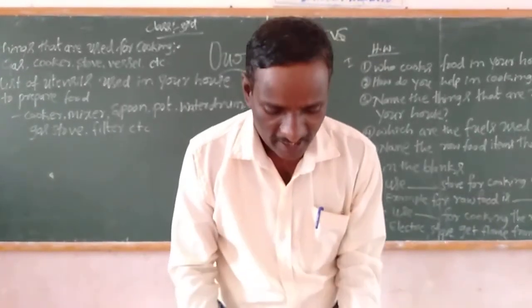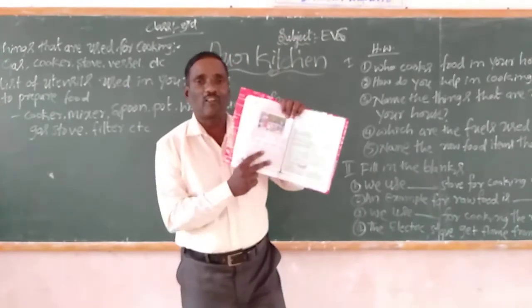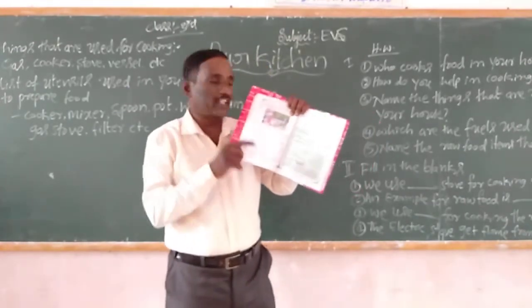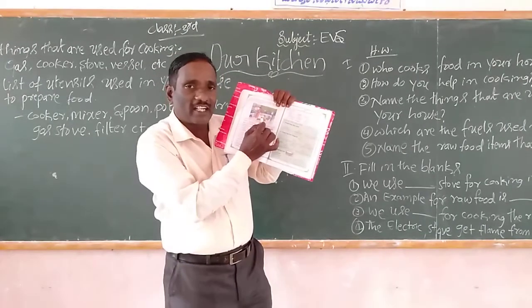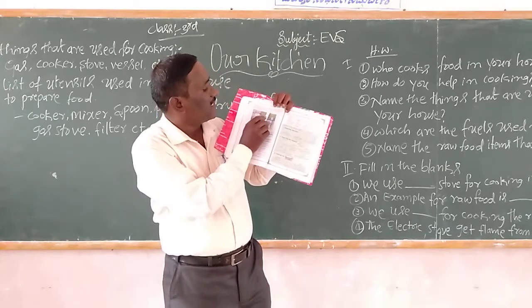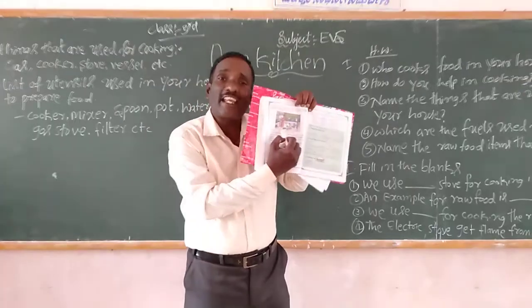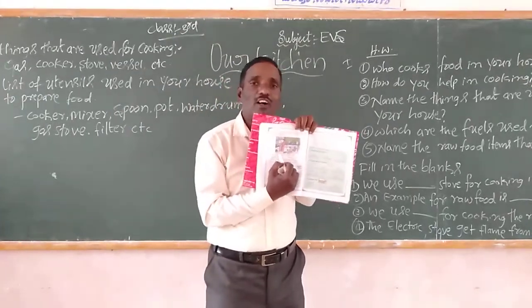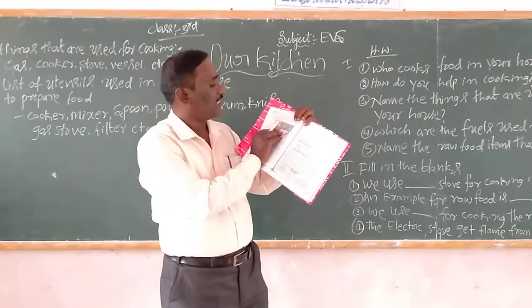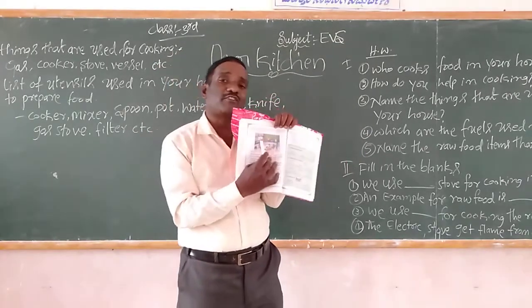In this picture, take your textbook, dear students, page number 67. Look at the textbook. All of you open your textbook. In this picture, Ramu, his sister, his father and his mother are cooking. Answer the questions with the help of the picture.